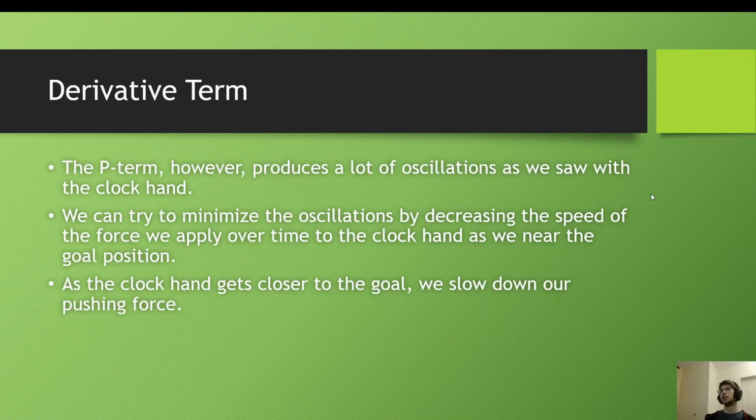Derivative term. The P term, however, produces a lot of oscillations, as we saw before with our clock hand. So we can try to minimize the oscillations by decreasing the speed of the force we apply over time to the clock hand as we near that goal position. As the clock hand gets closer to the goal, we're going to slow down that pushing force. So we start here, push hard, and then slow down as we reach it. So less oscillation.